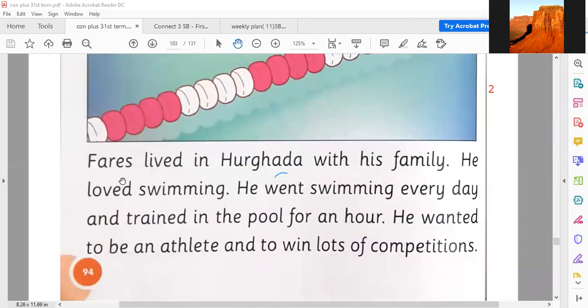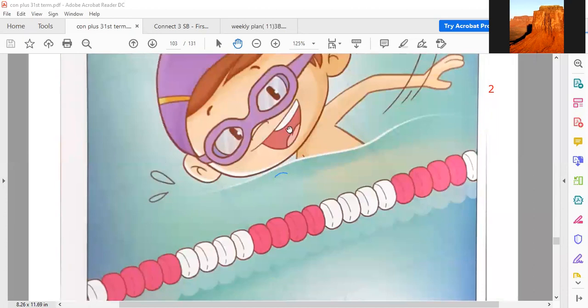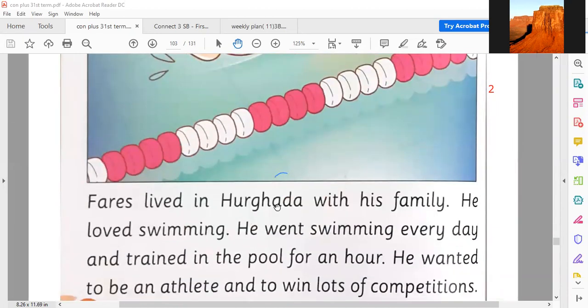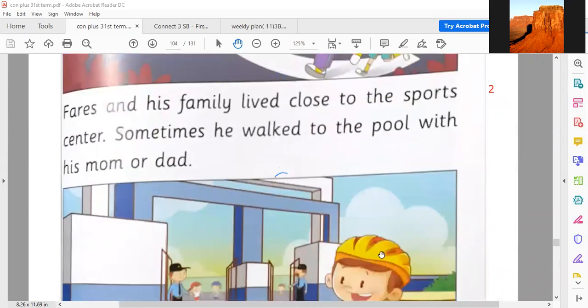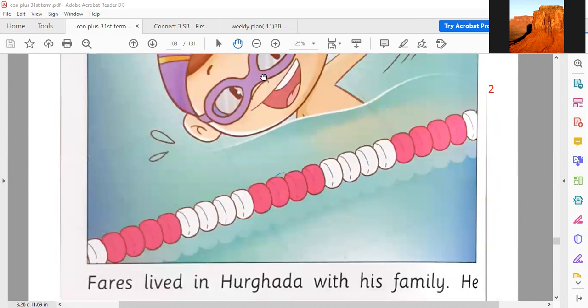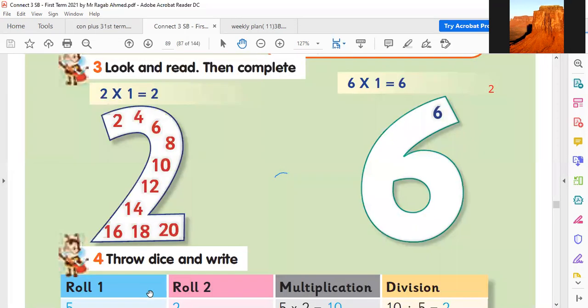Page 94. This is Faris, our hero in the story. He lived in Hurghada with his family. He loved swimming. He went swimming every day and trained in the pool for an hour. He wanted to be an athlete and to win lots of competitions. Now, we will not complete this. We will stop here today and go back to Connect.